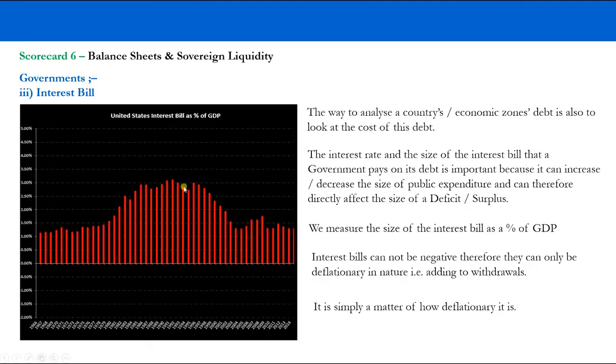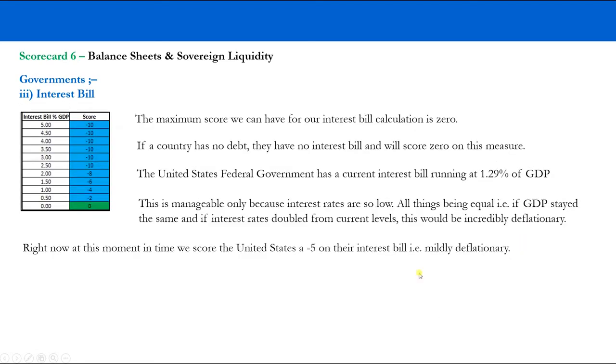One thing to note is that the interest bill as a percentage of GDP has been coming down overall since the early 90s, with a brief increase in the early to mid noughties, and it's been coming down. So it's stabilized at low levels, the levels that it was in the mid to late 70s and late 1960s. So overall, we have to look at these things very objectively. It is deflationary, but it's mildly deflationary. So that sums up the interest bill.